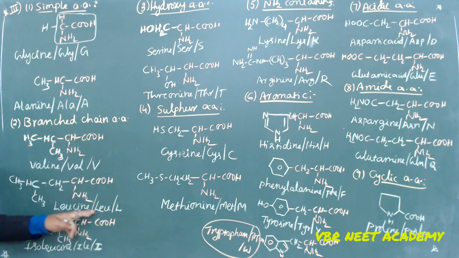These are the three-letter codes and single letter codes we give for amino acids. I think we are well aware of this from your genetic code. Next one, isoleucine is an isomer of leucine. It is going to have secondary butyl as a side chain, ILE, I.